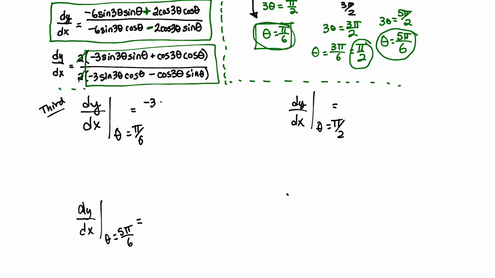I'm going to plug it in just like you said, Drew. I'm going to put 3 pi over 6. Actually, pi over 6, but because there's a 3, it becomes 3 pi over 6. Cosine 3 pi over 6.